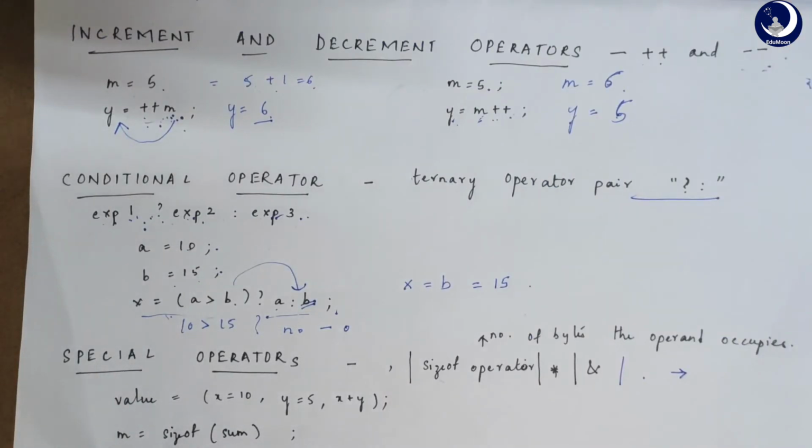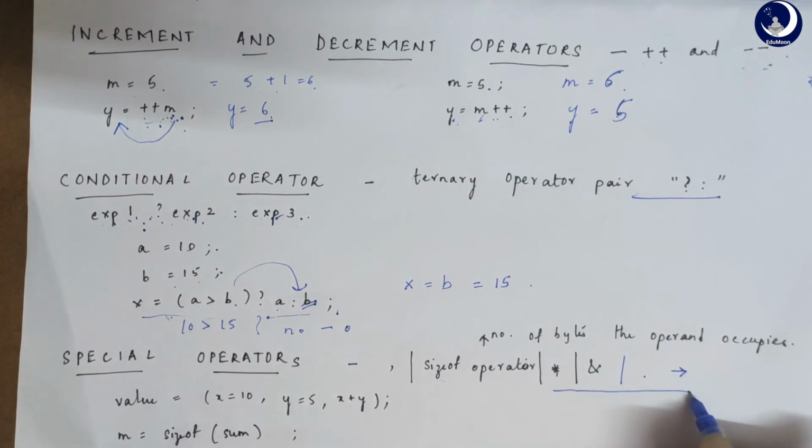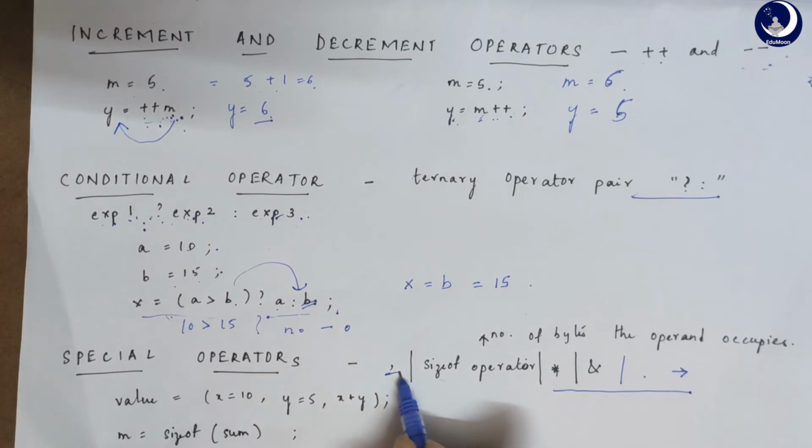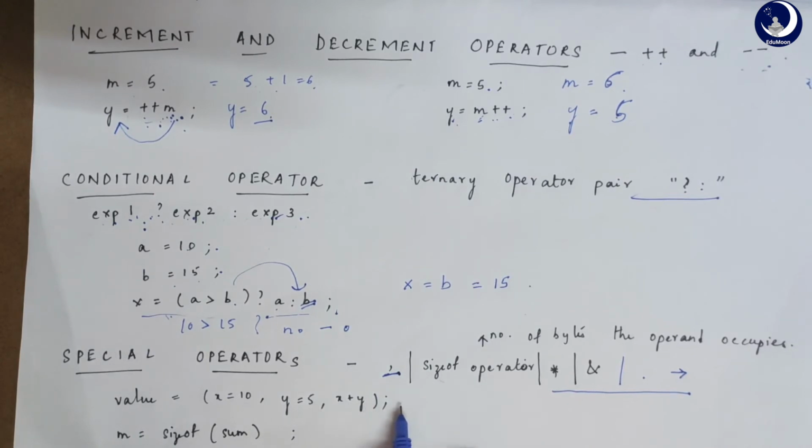The last type of operators are the special operators. In special operators, we have the comma operator, the sizeof operator, the pointer operators, and the member selection operators. We will discuss the pointer and member selection operators in the upcoming lectures. Let us have a look at the comma operator. The comma operator just links the expressions together. Consider here x is 10, y is 15 and x plus y. All are linked together using a comma operator and are assigned to a value.